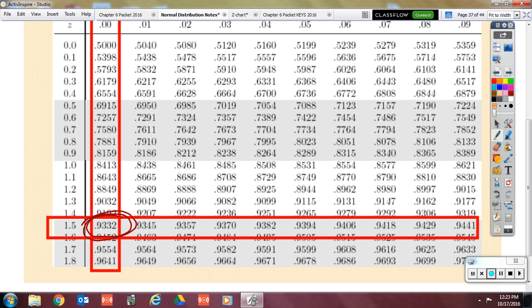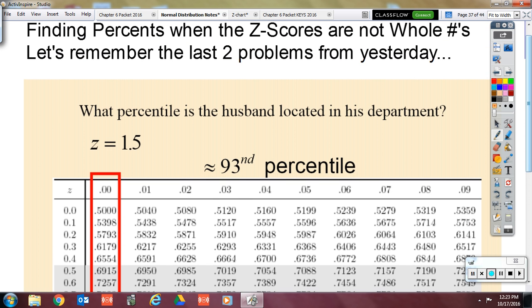Perfect. Okay, good. So he's in the 93rd percentile. So did you tell your neighbor? That means that he earns more than 93% of his peers, or 93% of the people in his department. So him being in the 93rd percentile. Okay, very good. The next question is about the wife.